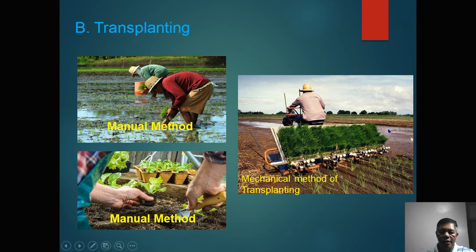All right, so that is it. Again, there are two methods of planting crops: the direct method of planting or direct seeding, and the transplant planting method.